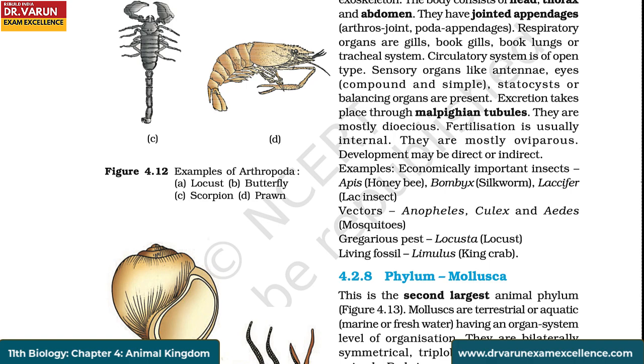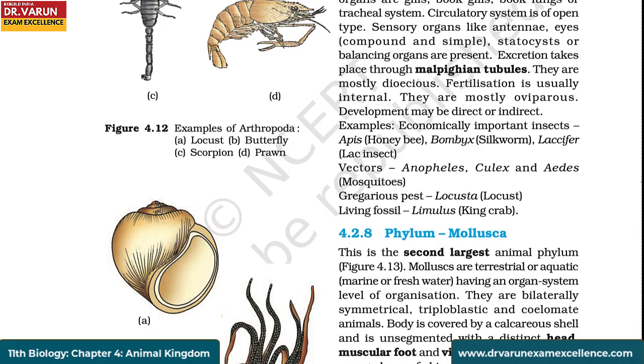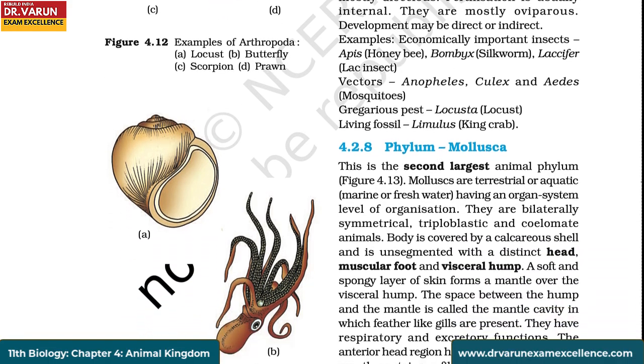Examples: economically important insects like Apis, honeybee, Bombyx, silkworm, Laccifer, lac insect. Vectors like Anopheles, Culex and Aedes, all three are mosquitoes. Gregarious pest like Locusta, locusts. Living fossil, Limulus or king crab.